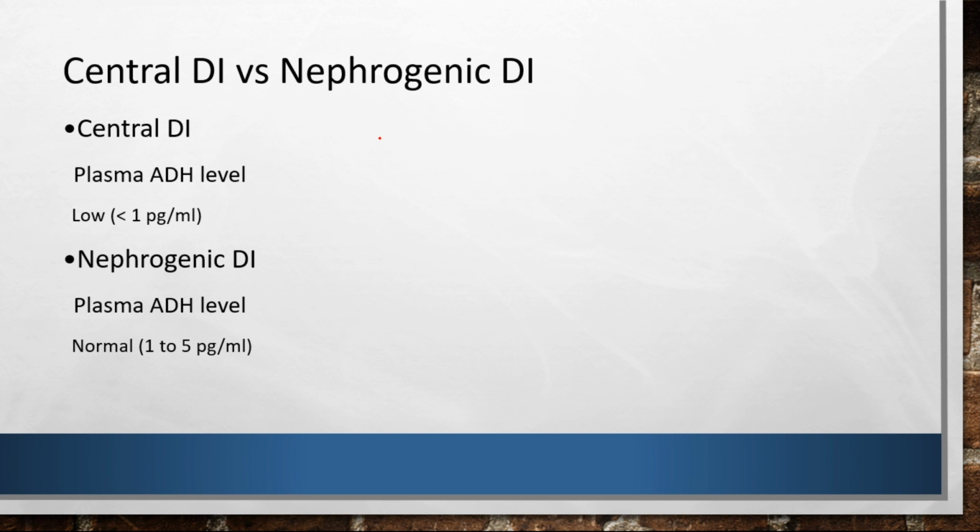Central diabetes insipidus versus nephrogenic diabetes insipidus. In central diabetes insipidus, there is a defect in the production of ADH, so the ADH level is below normal, that is less than 1 picogram per ml, whereas in nephrogenic diabetes insipidus, ADH production is not affected, so the plasma level of ADH is normal, that is 1 to 5 picogram per ml. But this ADH fails to act on the kidney, so that's why we call it nephrogenic diabetes insipidus.